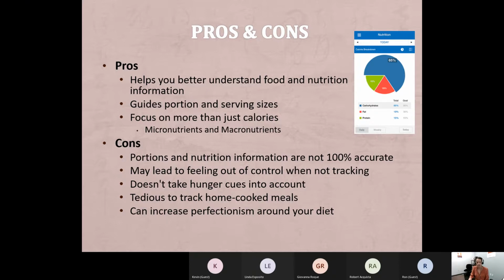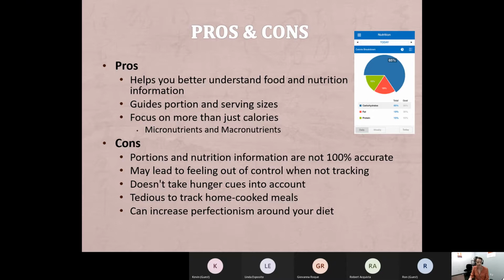We can sometimes feel a little bit out of control if you aren't tracking. It doesn't take into account your hunger cues. So if you're out of points for the day or you're out of food for the day and you're still hungry, technically, if you're following this, it says not to eat, but I do feel like you should still eat if you're hungry. It is tedious to track home cooked meals. Like, it's really hard to put a home cooked chili into MyFitnessPal. So you just have to eyeball it.